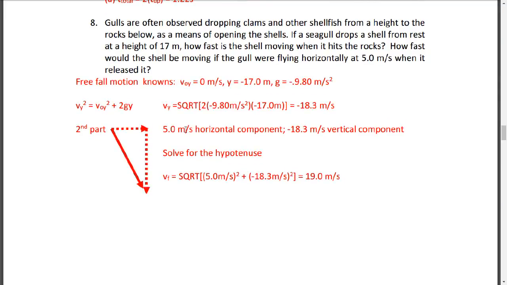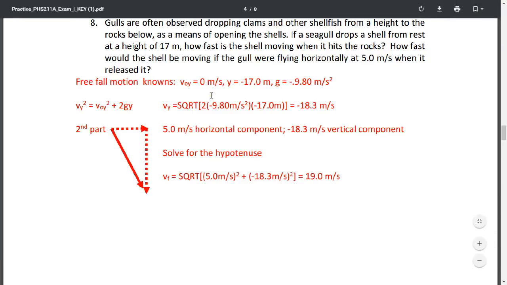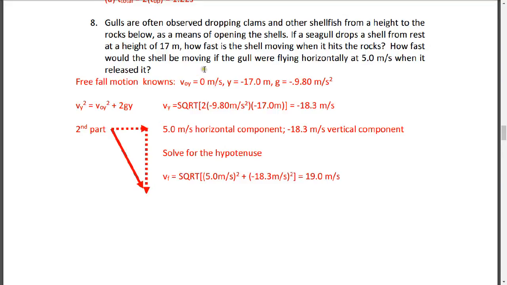Gulls are often observed dropping clams and other shellfish from a height to the rocks below to open those shells. If a seagull drops a shell from rest, so the seagull's just flying up there hovering 17 meters above the ground, how fast is the shell moving when it hits the rocks? All right, well, in that case, we're just interested in the y-axis. The initial y-axis velocity is 0. The y-axis displacement will be negative 17 meters. It will fall down, and then it will be accelerating downward at negative 9.8.